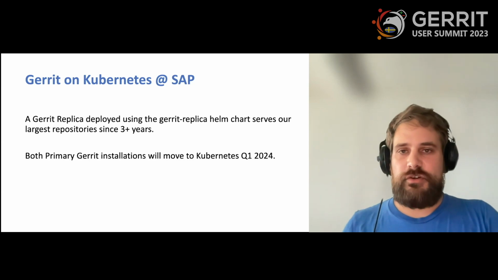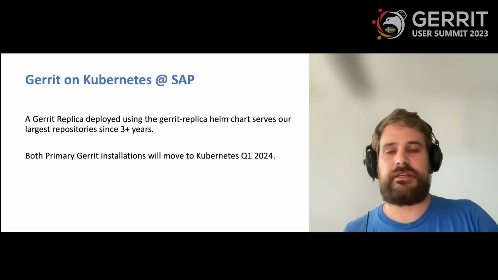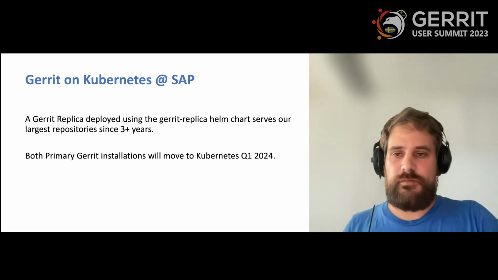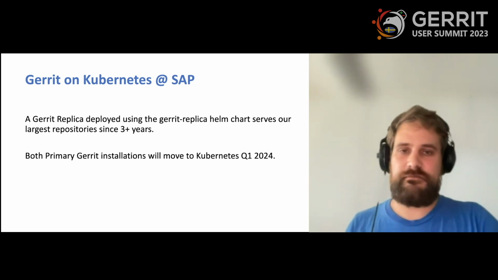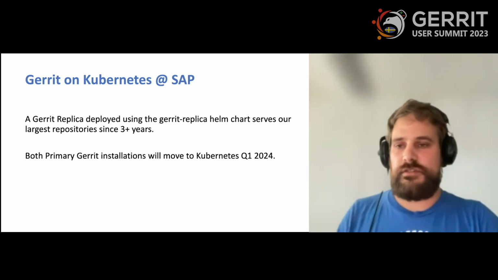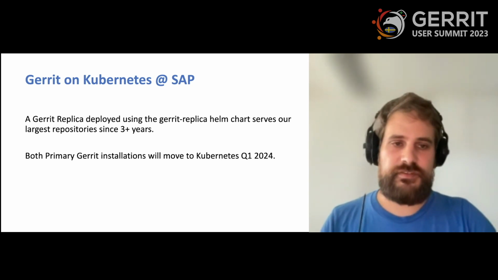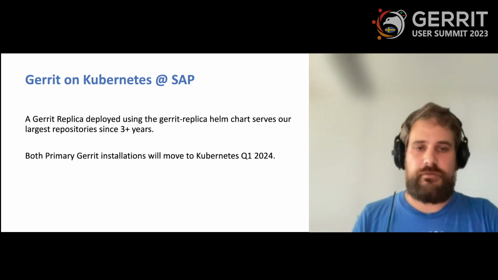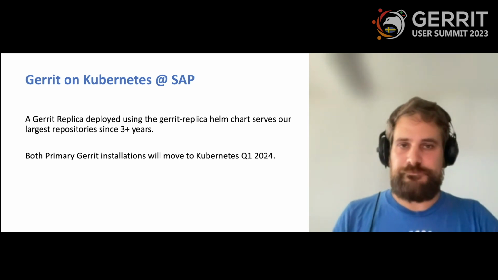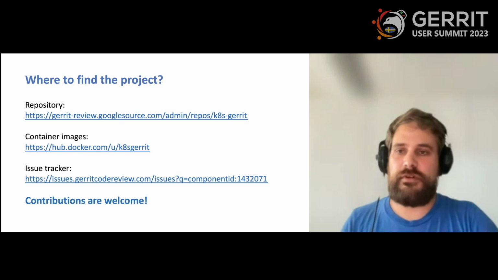Yeah, and just in short, what are we planning with Gerrit on Kubernetes at SAP? So we already have one Gerrit replica deployed using the Gerrit replica Helm chart, and that has served some of our largest repositories for more than 3 years, and it really runs very stable. We are really happy with that. And that's also why we made the decision to move our other Gerrit instances, also primary Gerrit installations, to Kubernetes. And this is planned for early next year. And we are already in the process of setting up our testing landscapes to get started with that.